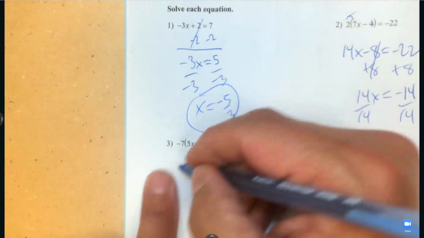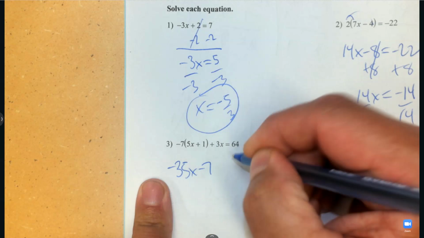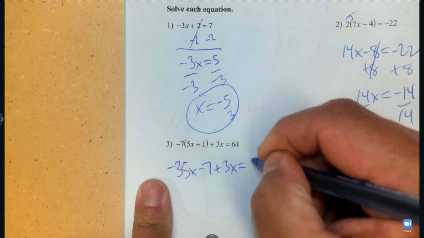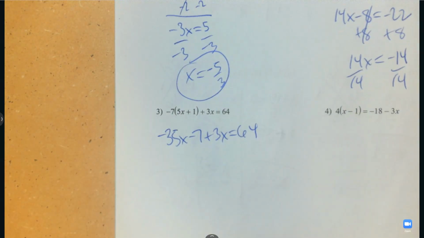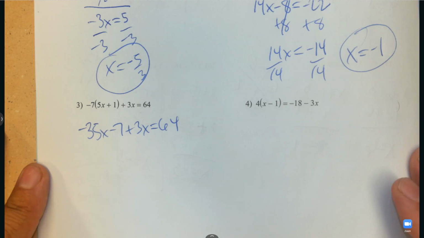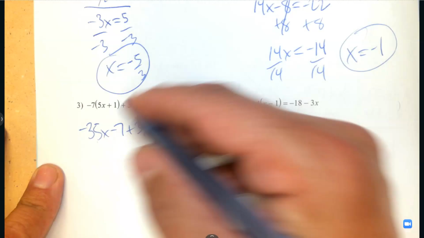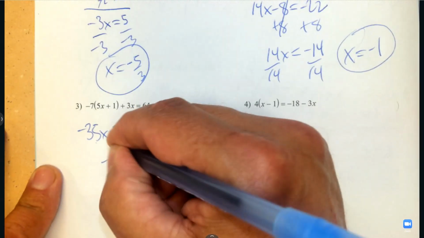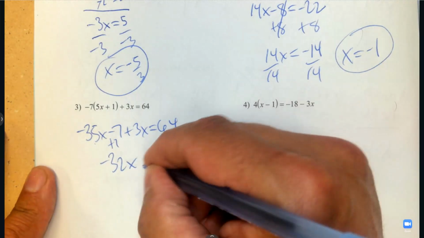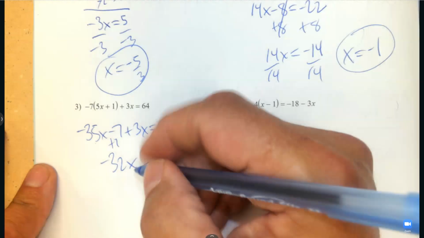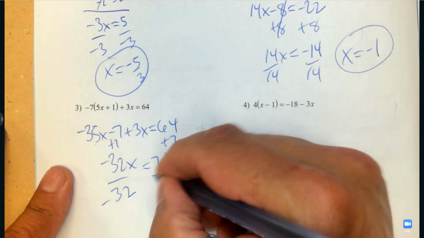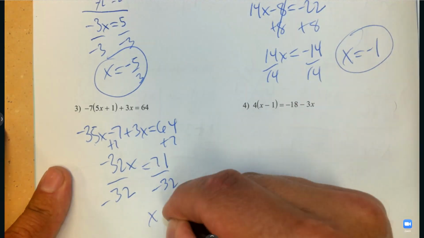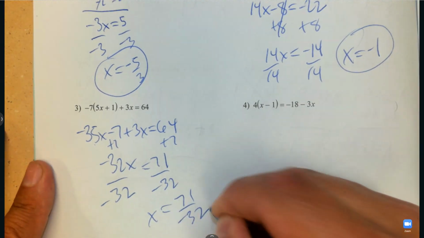Number 3, distribute. So you're going to multiply both numbers. Then you're going to combine like terms. Again, press pause and try it. That's the best. -35 plus 3 is -32, and then we're going to add 7 to both sides. That's 71. And then divide by 32. And I don't think that simplifies down, so I'm going to leave it as that answer.